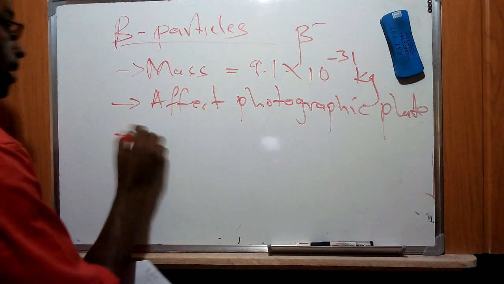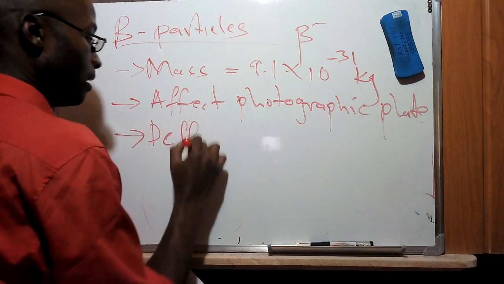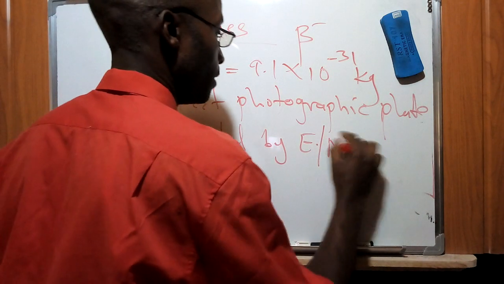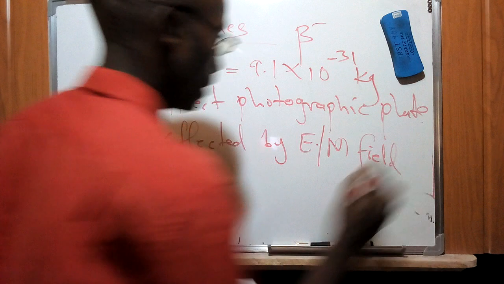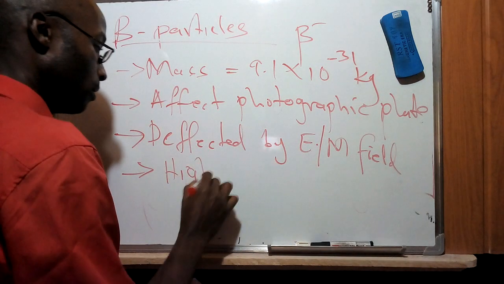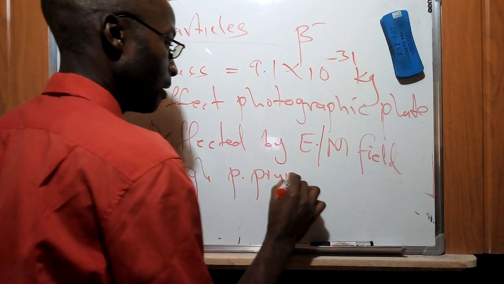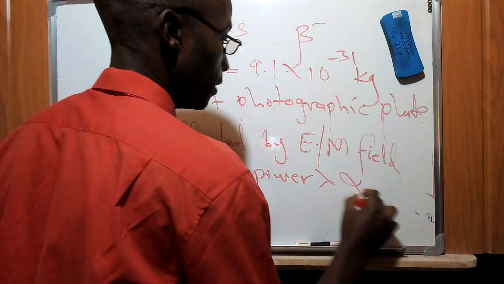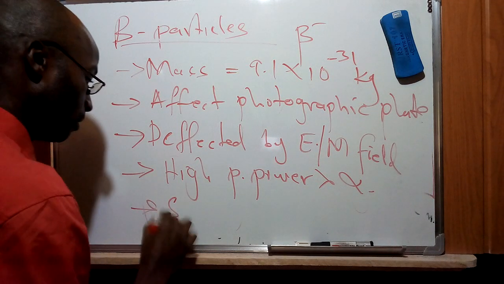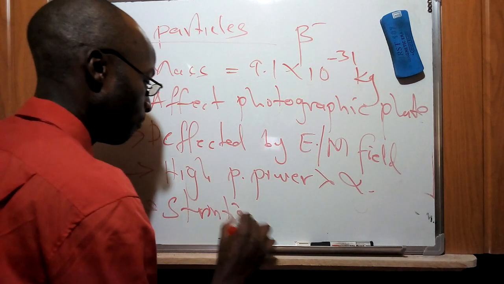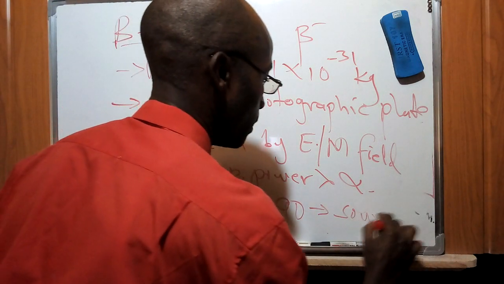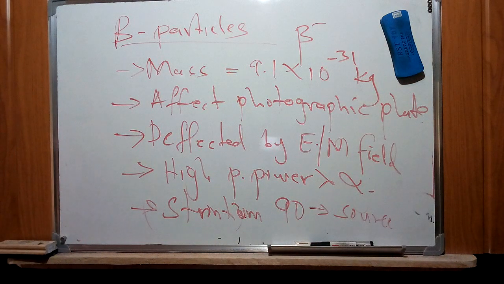And now that they have charge, they are deflected by either electric or magnetic fields. And they have high penetrating power compared to alpha particles. And then lastly, strontium-90 is a source of beta particles.